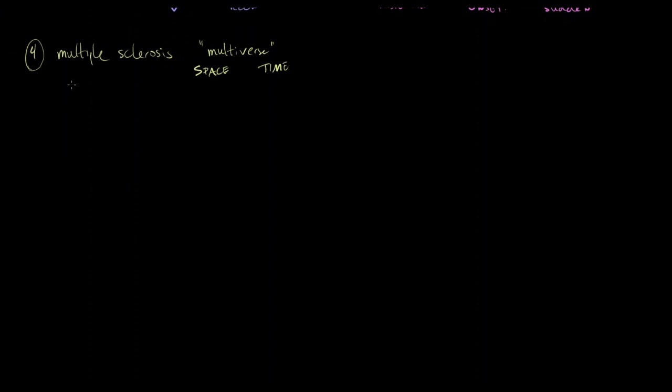So what is it exactly? Multiple sclerosis is a demyelinating disorder. Demyelination of the central nervous system. So it's a demyelination of the brain. So let's draw a brain. This is sort of my brain. Here's a brainstem and the spinal cord.